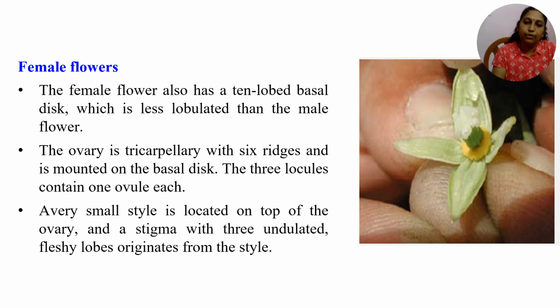The female flower also has the basal disc-shaped structure, which is 10 lobed, and above this disc-shaped structure, the green colored ovary exists. Above the ovary, the style and stigma will be present. The ovary is tricarpellary in nature, and a very small style is located on top of the bulged ovary, and a stigma with 3 undulated fleshy lobes originates from the style.